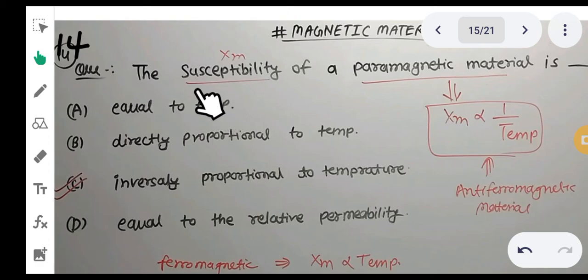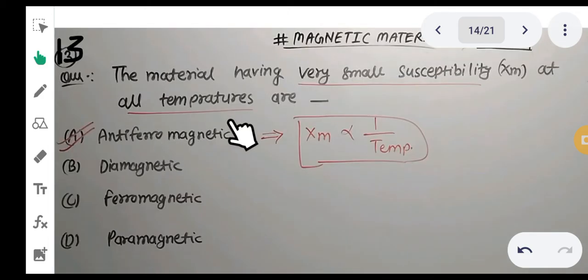Question 14. The susceptibility Xm of a paramagnetic material is inversely proportional to the temperature. So this is the relationship for the susceptibility and temperature. But remember that the susceptibility will become small for antiferromagnetic materials, unlike the diamagnetic and the ferromagnetic.